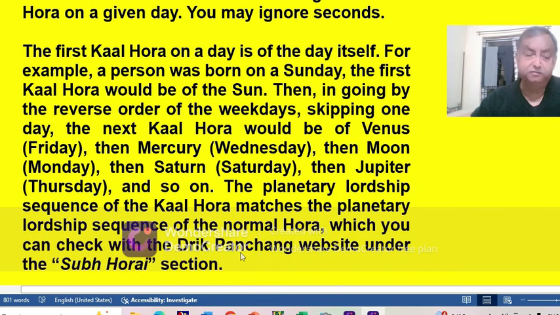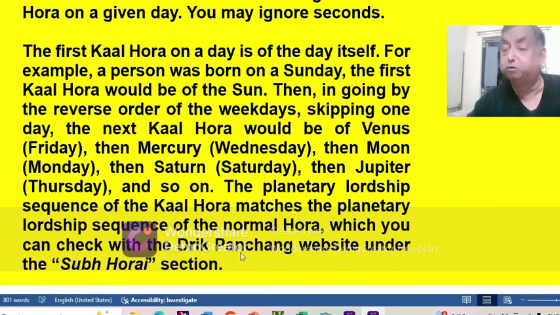Would be of Venus, Friday, then Mercury. I have written days for you to understand better. Otherwise, there is no need to mention days. And then Mercury, Wednesday, then Moon, Monday, then Saturn, Saturday, then Jupiter, Thursday. In this way, so that you can remember. And so on. The planetary lordship sequence of the Kaal Hora matches the planetary lordship sequence of the normal hora.